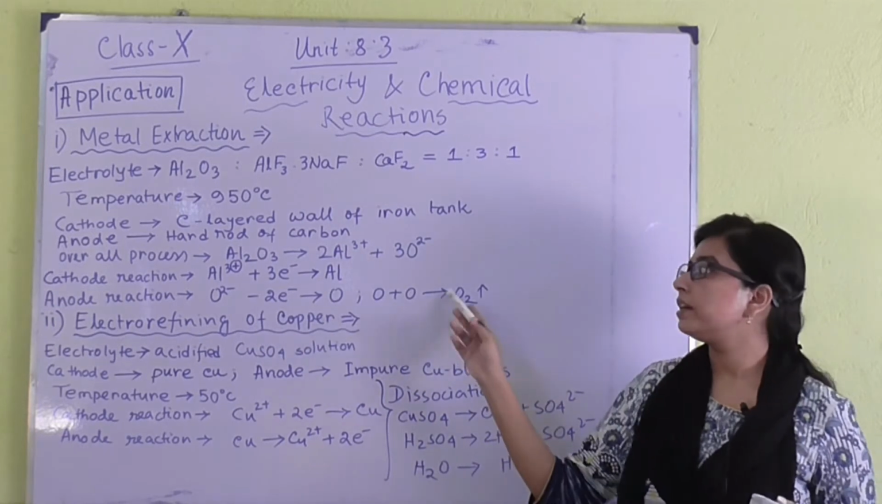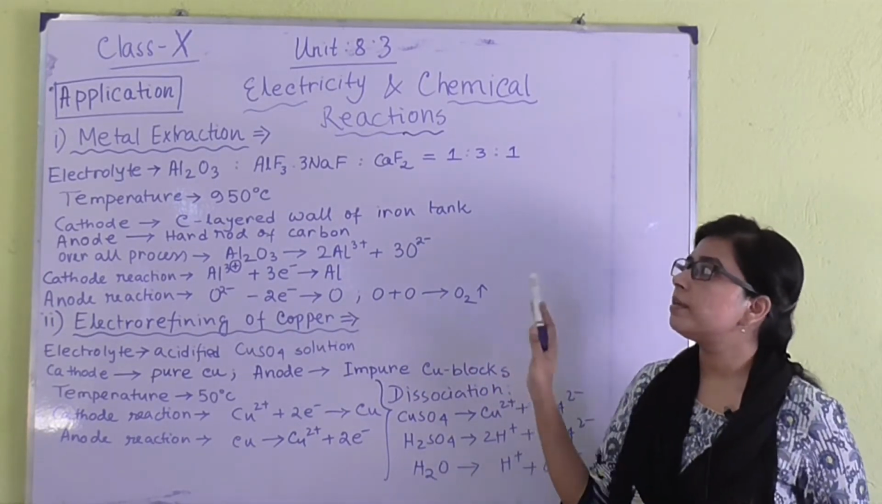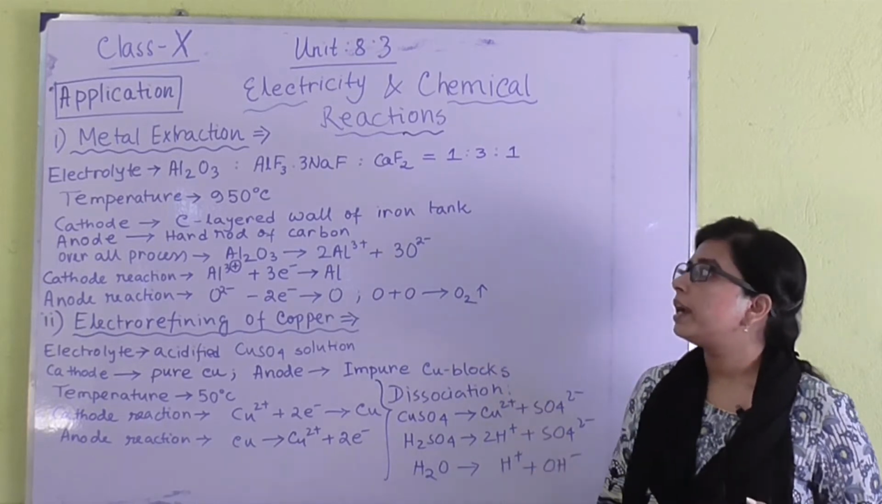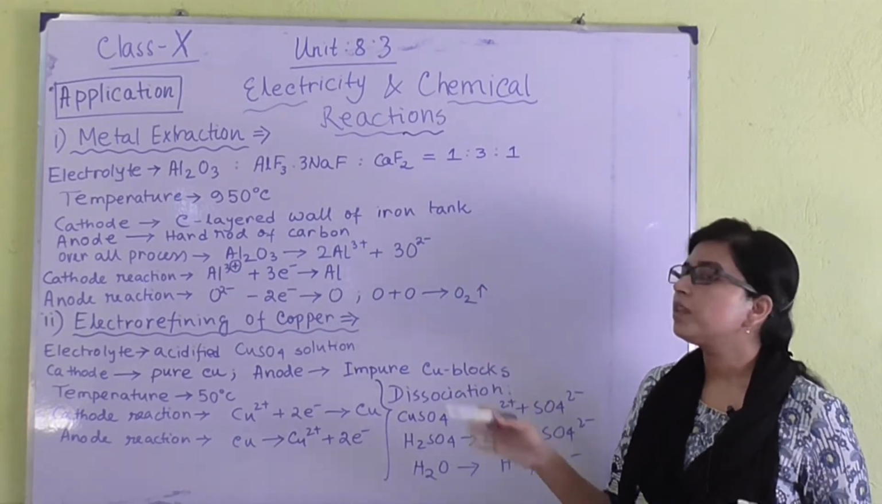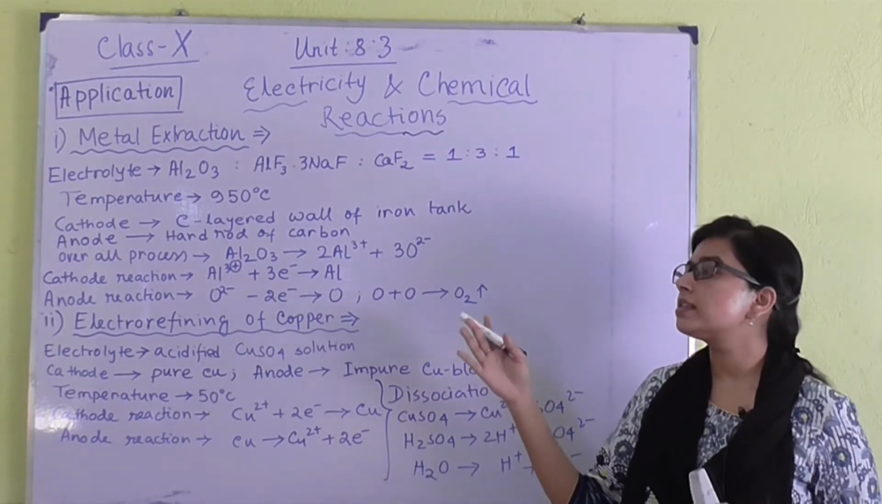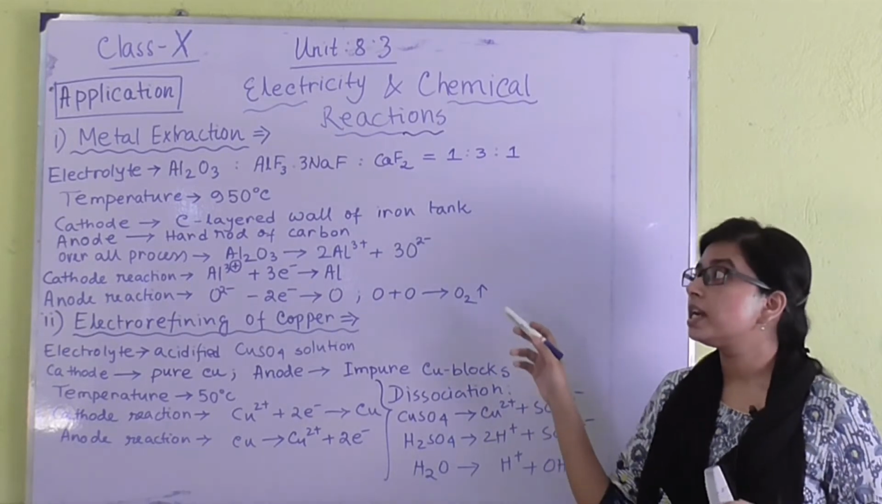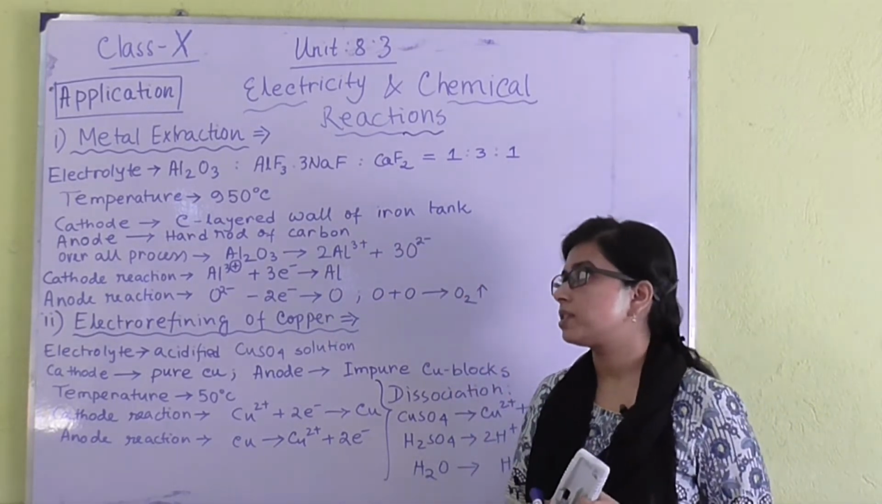Combining two oxygen atoms will form oxygen gas. Okay, this is a metal extraction process. And apart from aluminium, we can get sodium, potassium, and all the metals which are placed in the higher position of the electrochemical series from the electrolysis process.